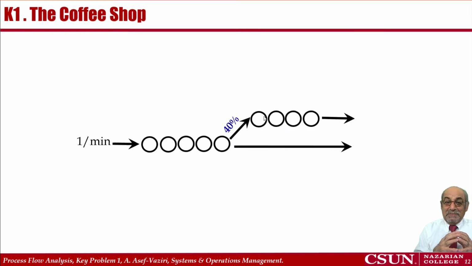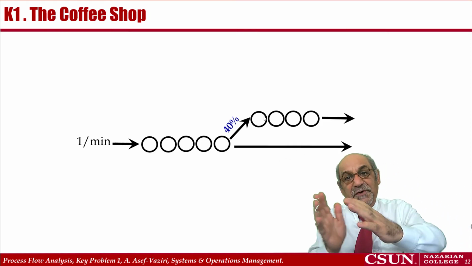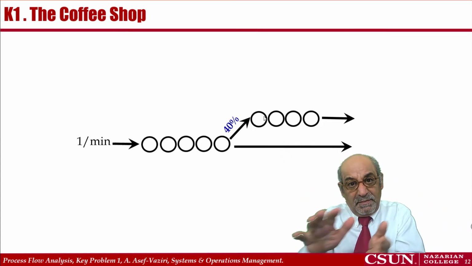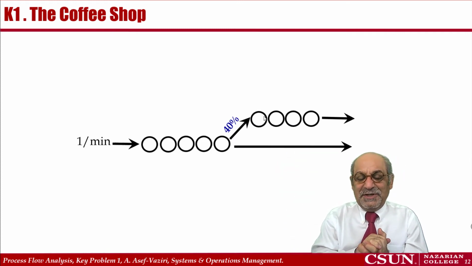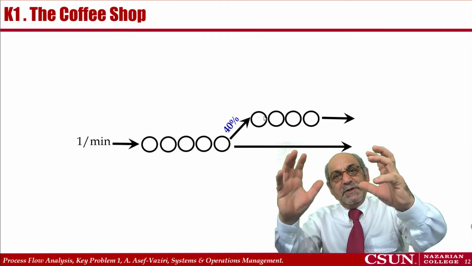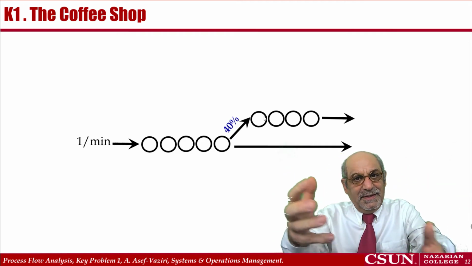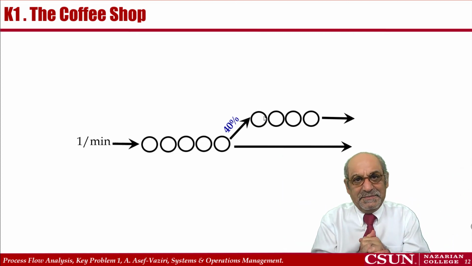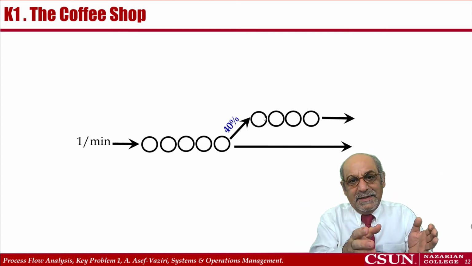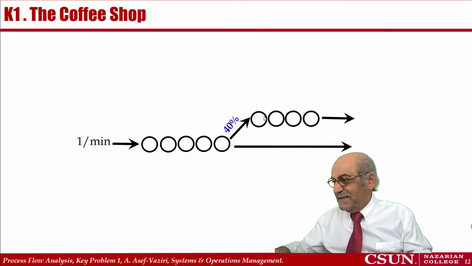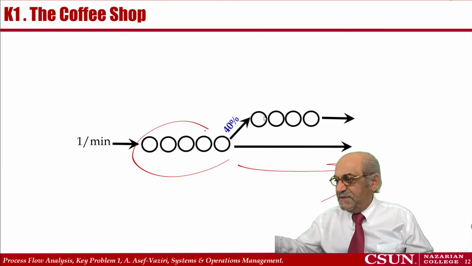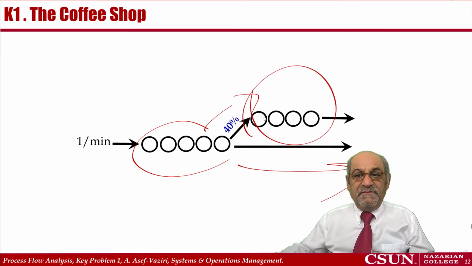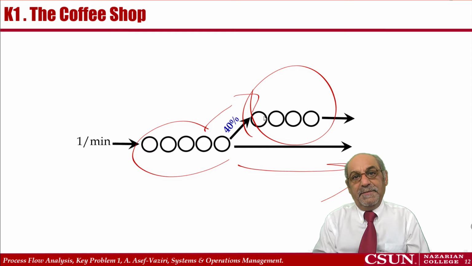Now let's make the problem a little complicated. Suppose 40% of customers who come into this coffee shop at Plummer and Reseda go into the second line when they get exotic coffee or whatever. And 40% of them, as soon as they are done here, leave the coffee shop. 40% go there, and on average, 4 people are in the second line.